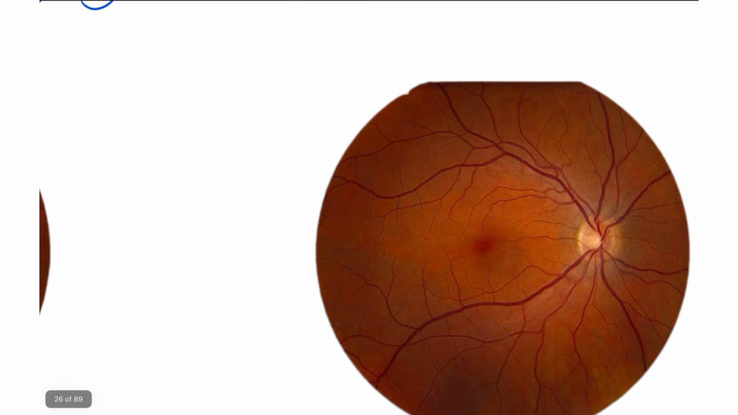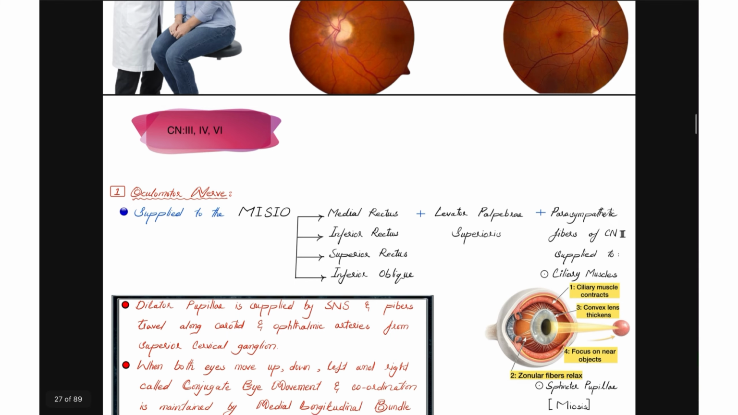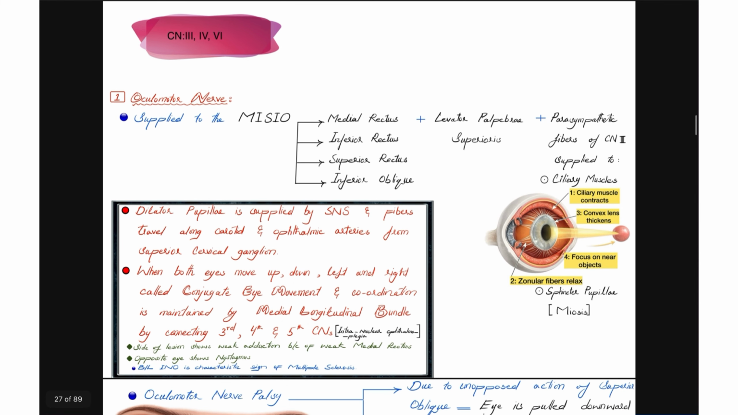So it is time now to discuss three cranial nerves together: their basics, abnormalities, and specific lesions. These three cranial nerves are the oculomotor nerve, which is the third cranial nerve, the trochlear nerve, the fourth cranial nerve, and the sixth cranial nerve, which is the abducens nerve. So we start with the oculomotor nerve, which is the third cranial nerve.